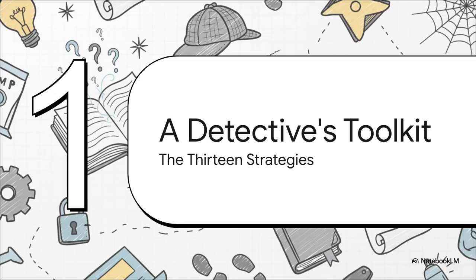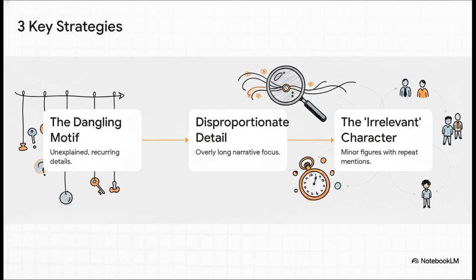Well, lucky for us, the source material gives us a bunch of strategies, and we've boiled them down to the 3 most powerful tools you can have in your detective's toolkit. And here they are: the dangling motif, disproportionate detail, and the irrelevant character. Let's take a look at how each one of these works in practice.